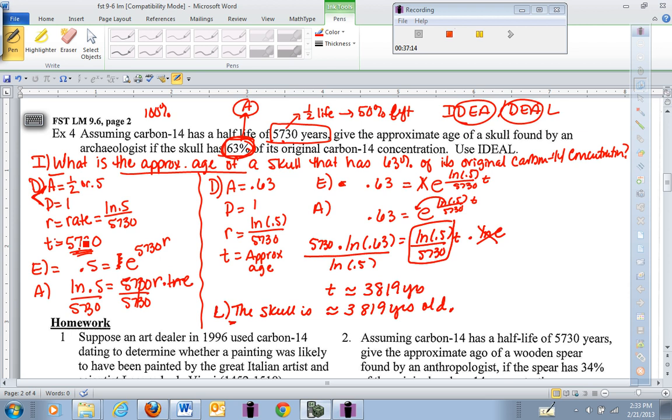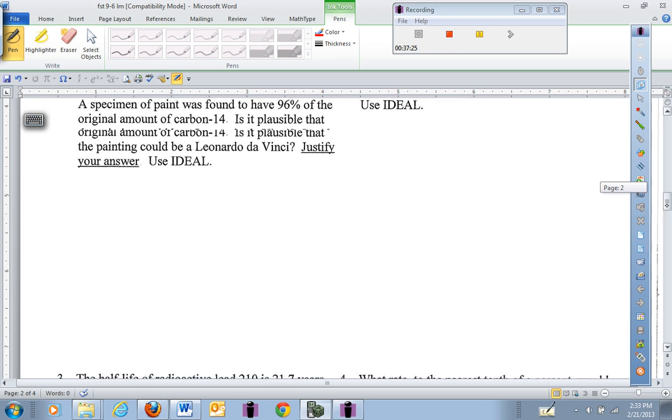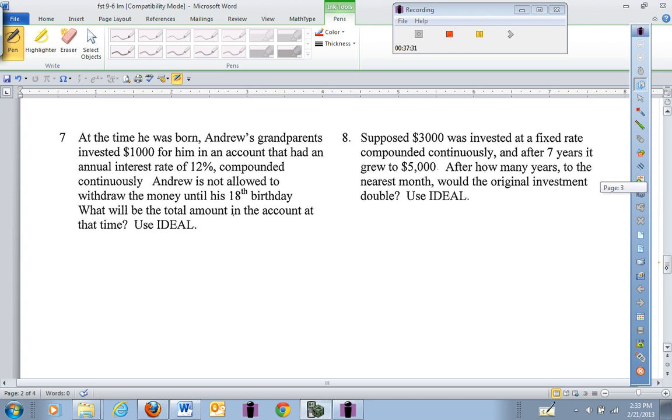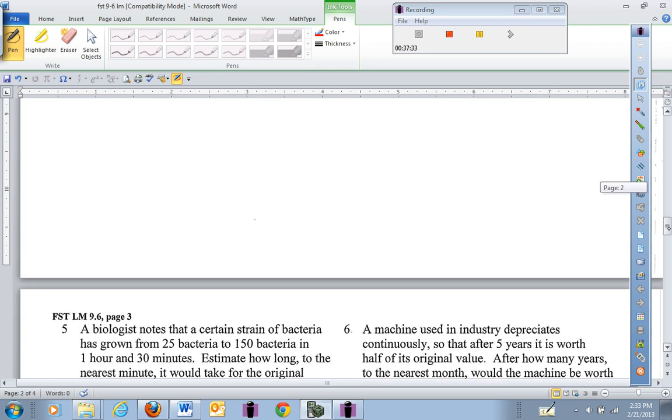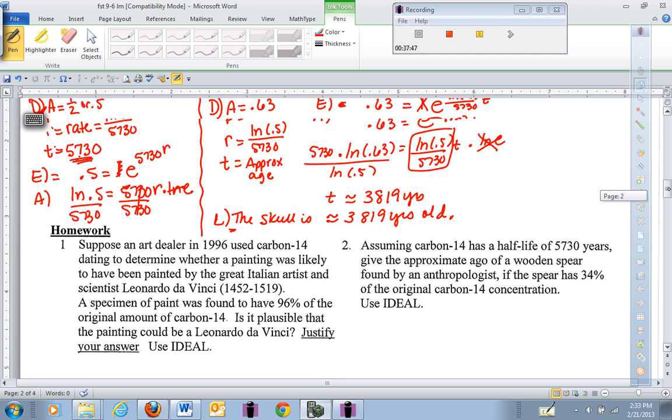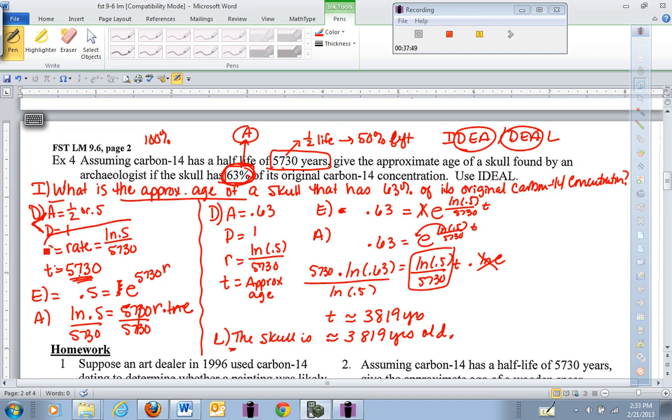So what are you going to do for homework? Well, you're going to do these ideal problems, and then you've got some more over here. So you've got 8 ideal problems that you're going to have to do. Some of them, if you want to survey them and look at them, some of them are going to be easier than others. Some of them are straight ideal. If you know the rate for carbon-14 dating, we just figured that out right here, didn't we? This rate will always be the rate for carbon-14. So any problem that you have that has carbon-14 in it, you don't have to re-find that rate.